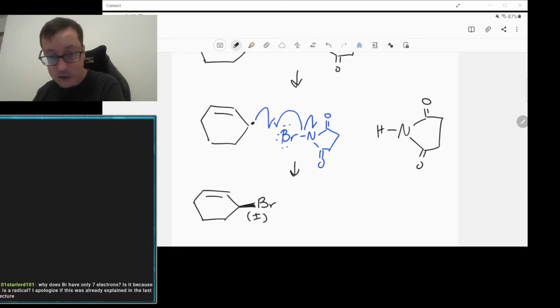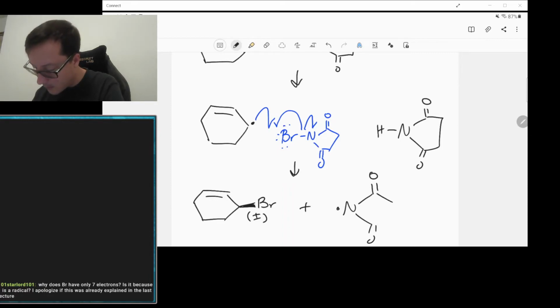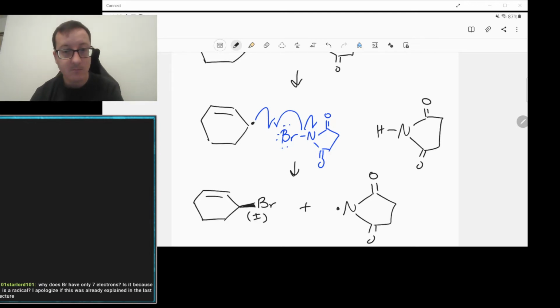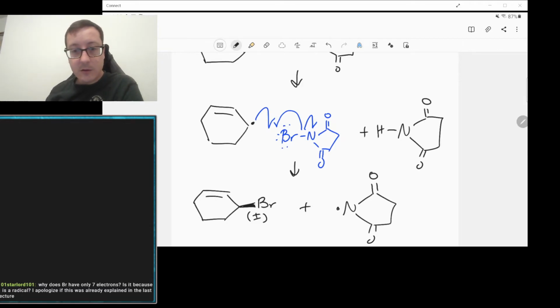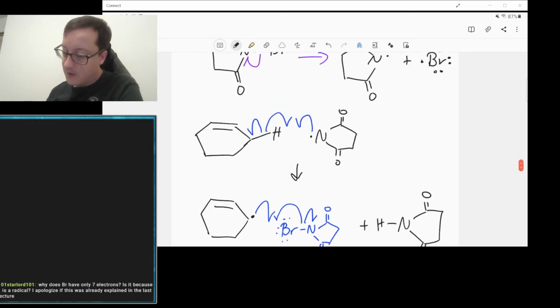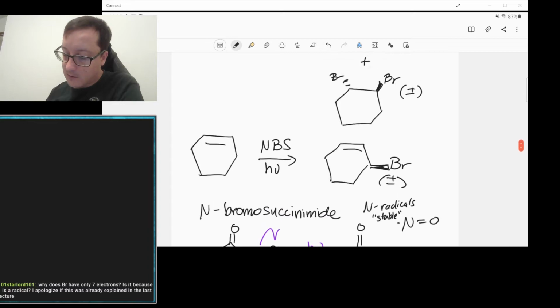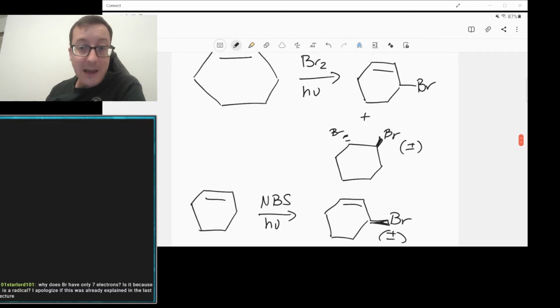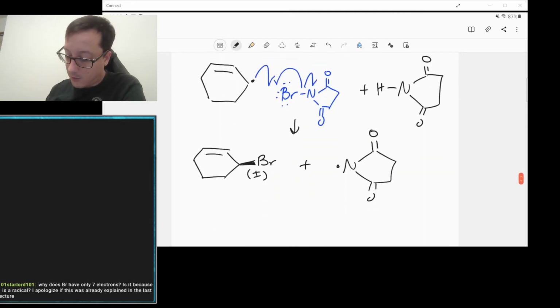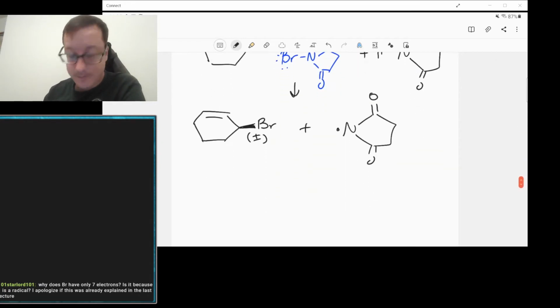Could be wedge or dash. And then since we are propagating, we're still going to make another radical, which can then go and take off hydrogens and stuff, and we can have things keep on going. So how the NBS process works is it prevents that problem of dihalogenating. If we were to just use Br2, we have a competing reaction. If we use NBS instead, it will only brominate the allylic position.